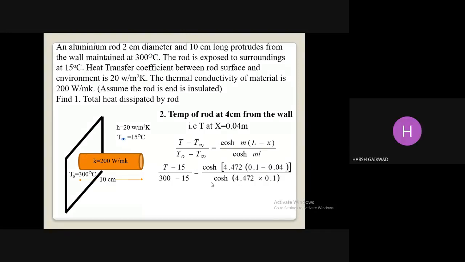So 328.97. What is the answer of T? 328.97 degrees Celsius. 328.97. Are you sure? The answer is 283.06. 283.06. Check it. Yes, sir.